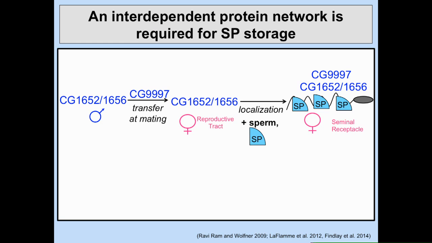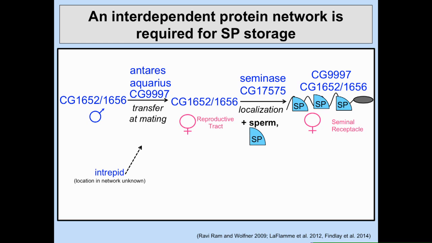CG9997 must interact interdependently with CG1652 and CG1656, along with two other proteins, Antares and Aquarius, which are required for this as well. Intrepid is also a required network member that is important, but we don't know exactly where in the network it's required yet. Additionally, Seminase and CG17575 are proteins in the network that are required to localize sex peptide and sperm, as well as the other stored proteins into the seminal receptacle.